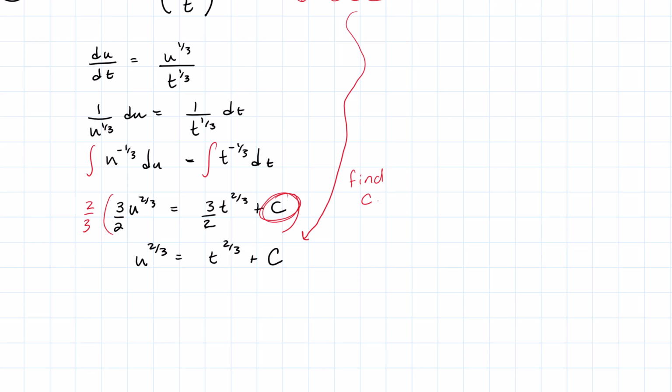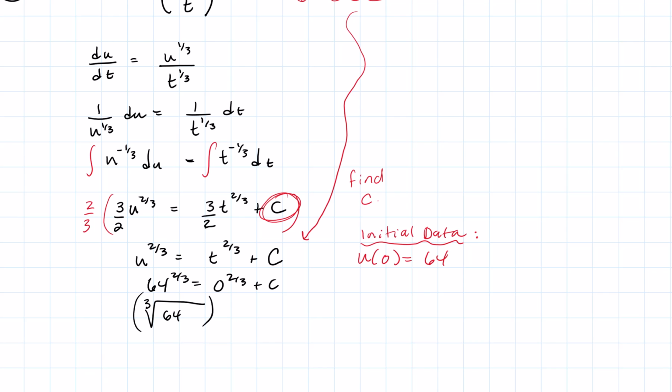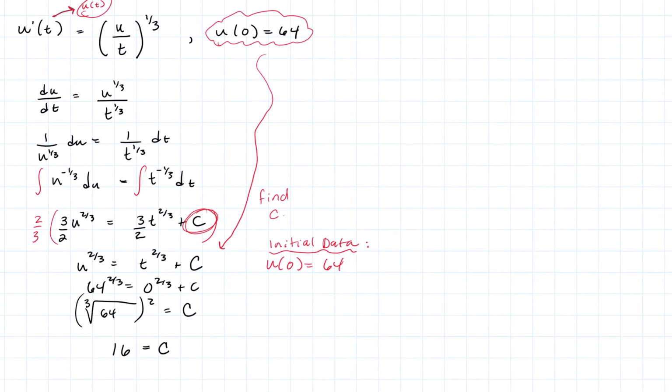So u, it's off the screen, so I'm just going to rewrite it here. u of 0 is equal to 64 was our initial data. So when t is 0, 0 to the 2/3 plus c, u is 64, 64 to the 2/3. And so 64 to the 2/3, that is the cube root of 64 squared. Another way to write that is equal to c. So c is equal to the cube root of 64 is 4, and 4 squared is 16. So my c is 16.